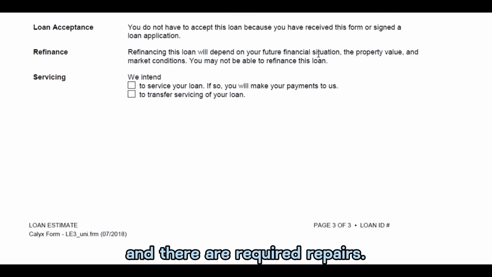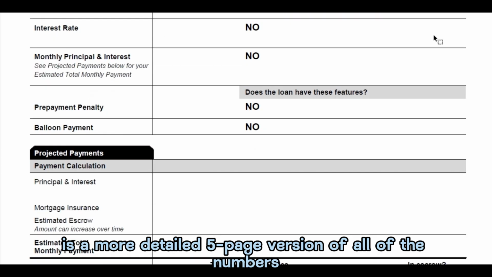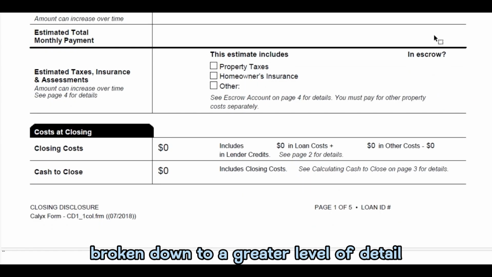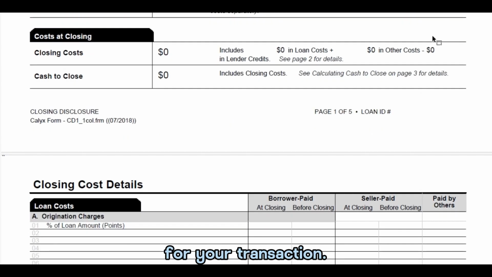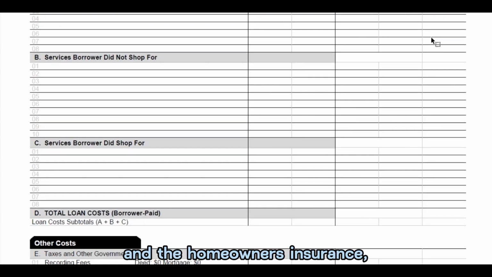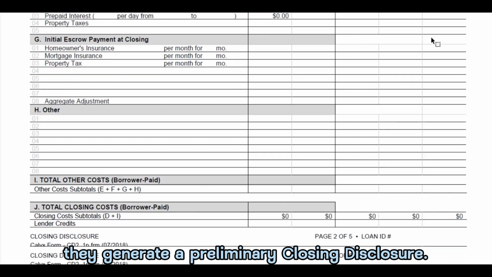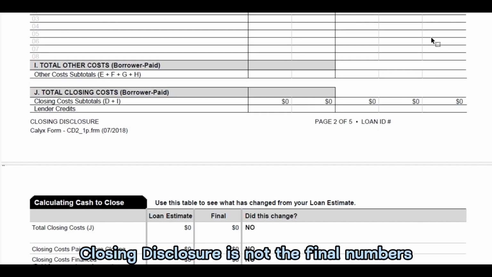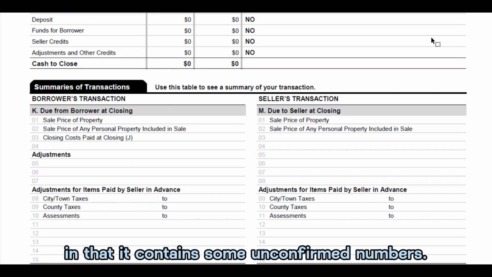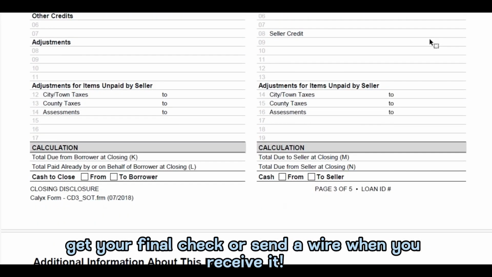The closing disclosure, called a CD, is a more detailed 5-page version of all of the numbers relating to the purchase, broken down to a greater level of detail and covering the actual cost incurred for your transaction. Once the lender receives the title work and the homeowner's insurance and any other required closing documents, they generate a preliminary closing disclosure. The preliminary closing disclosure is not the final numbers and is like the initial loan estimate in that it contains some unconfirmed numbers. Don't be alarmed at the first version or run out and get your final check or send a wire when you receive it.